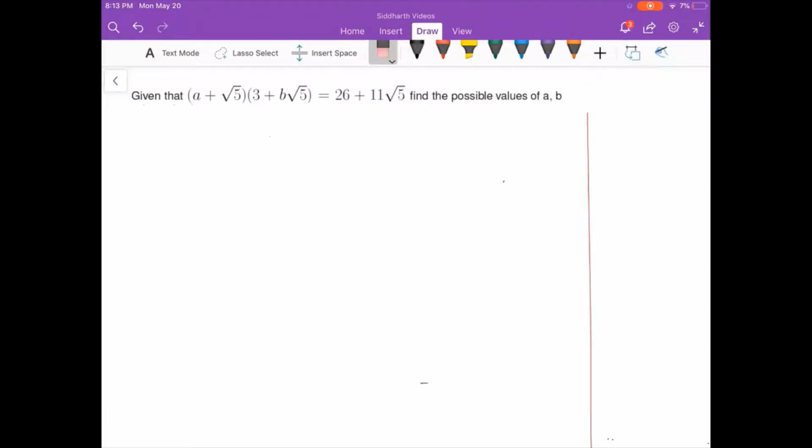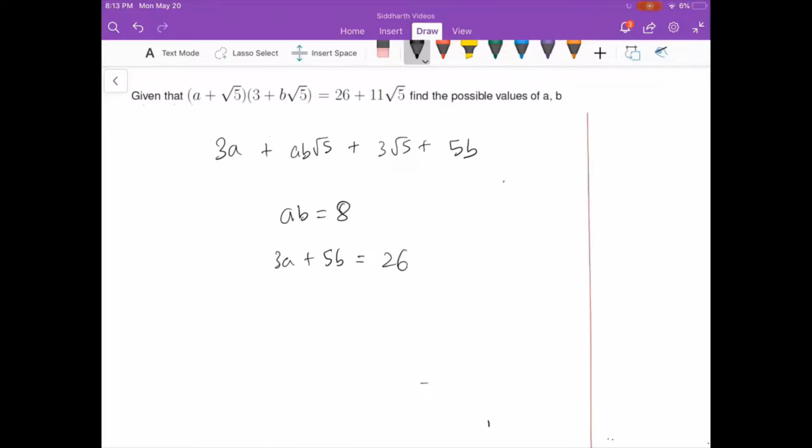We have to find the possible values of a and b. To do this, let's first expand the left hand side to get 3a plus ab root 5 plus 3 root 5 plus 5b. So, ab root 5 and 3 root 5 have to together make 11 root 5. So, ab has to equal 8. In the same way, 3a plus 5b has to equal 26.